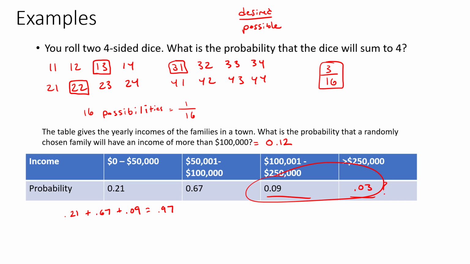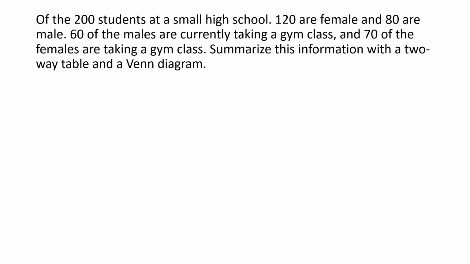Okay, this would be a little bit on the easier side. Getting a little more involved now would be something like this. Okay, so we are given that there are 200 students at a high school. Of those, 120 are female and 80 are male. 60 of the males are taking a gym class and 70 of the females are taking a gym class. And we want to summarize this information with a two-way table.